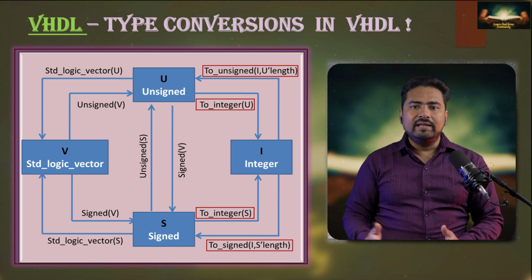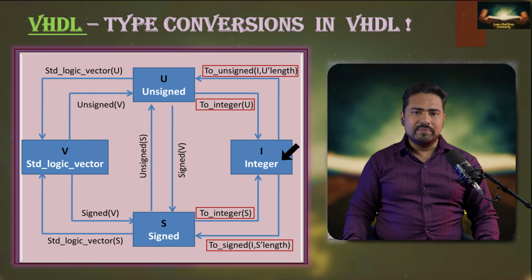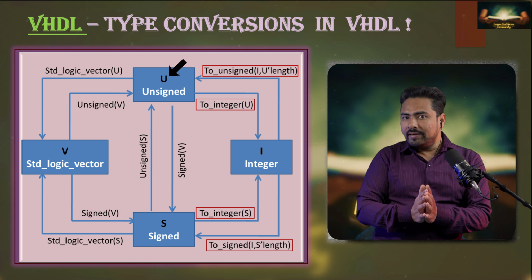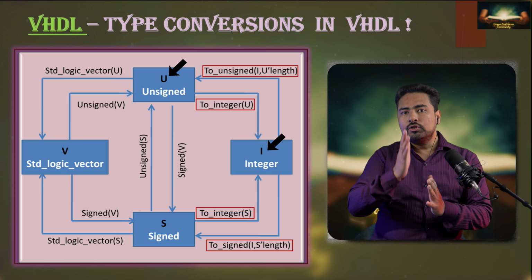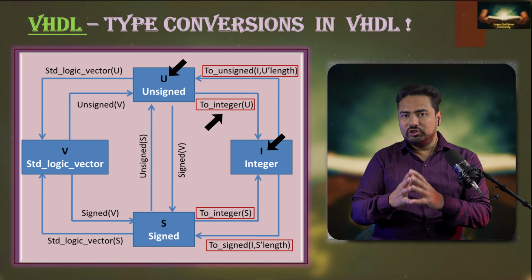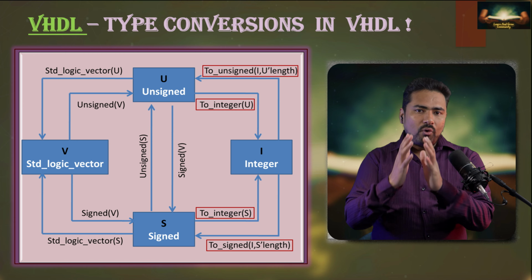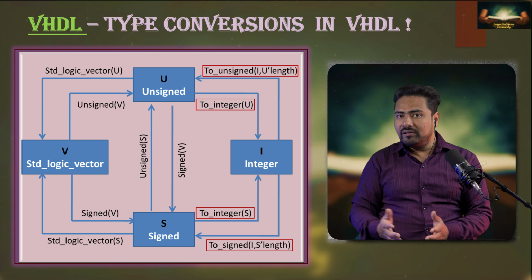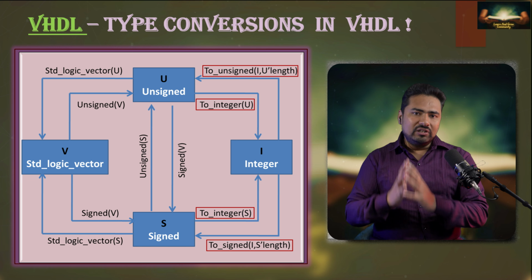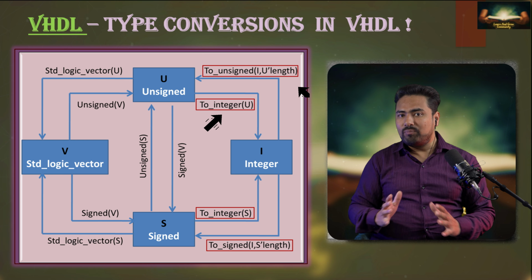Now let's see how to convert integer data types. To convert from unsigned to integer, we use the to_integer function. Note that all the integer conversions are handled using functions. These functions are highlighted in the red boxes here.